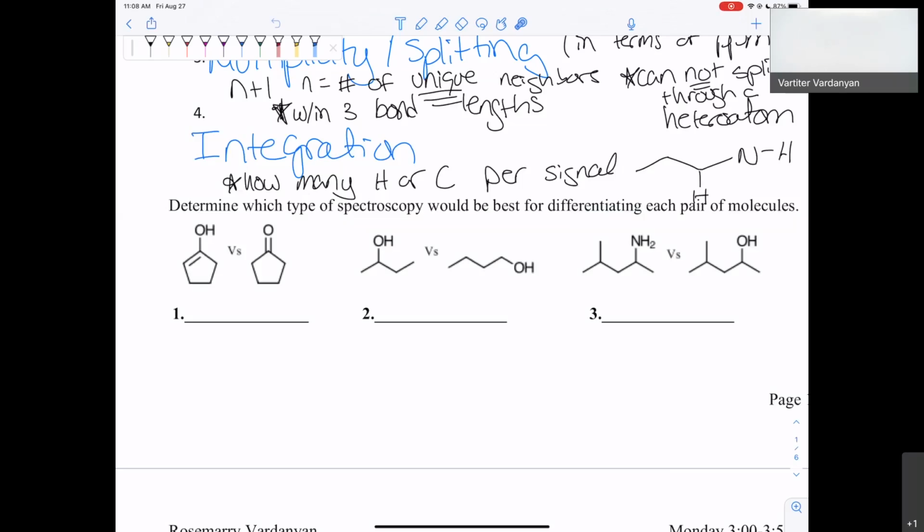So what do we think about number 1? IR? Okay, why is that? It has a different H, yes, but that's more NMR, right? So functional groups. So we have an OH here versus a ketone here. Those would give you different IR peaks. What else is different? The double bond. So a lot of people forget that an alkene versus an alkane are 2 different functional groups.